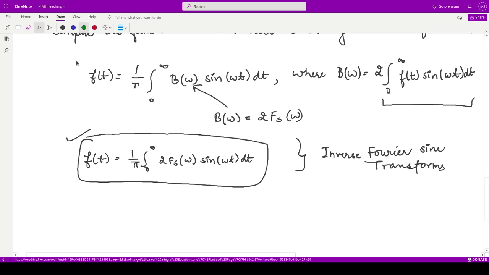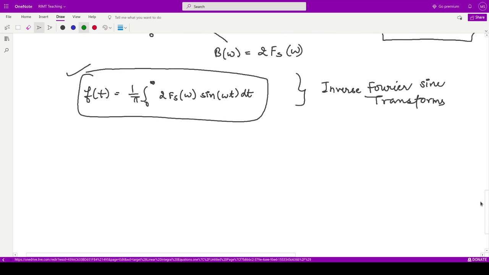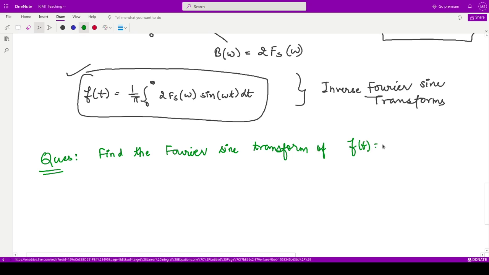So let us see one last example question related to this one. Question says find the Fourier sine transform of f of t, which is equal to t for the interval 0 to L, and 0 for t greater than L.